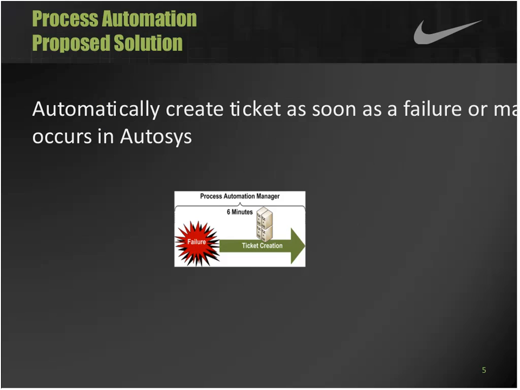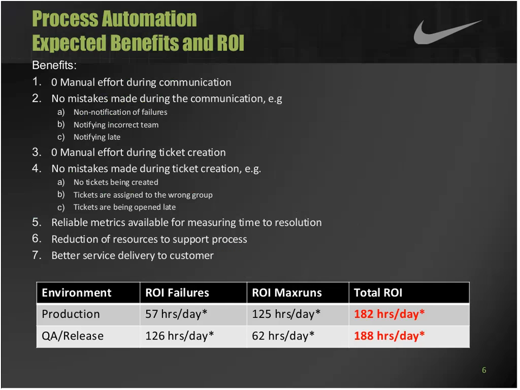So here's what we would like to do. We would like to have a failure, when it occurs in Autosys, create a ticket in ServiceNow within 6 minutes. That's our goal. We believe 6 minutes is conservative, and that's what we're starting out with, just so we don't overpromise and underdeliver. We'd rather be more conservative.